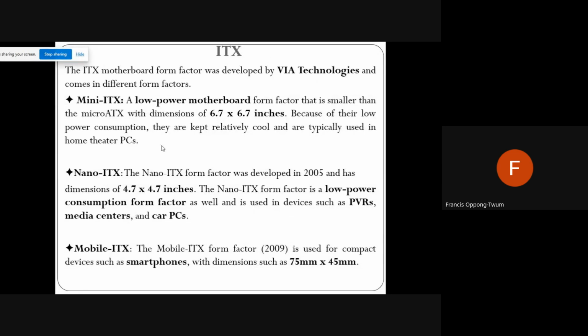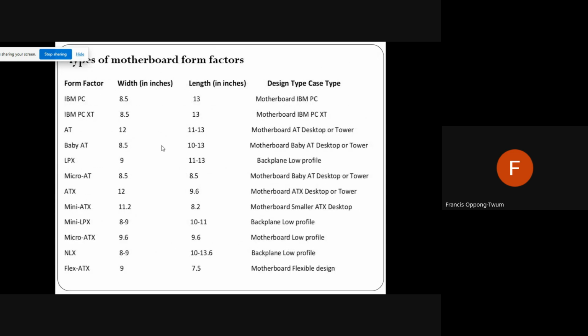Then we also have what we call the ITX. If you take your mobile phone, the board in your mobile phone is also known as the ITX. The ITX motherboard form factor was developed by VIA Technologies and comes in different form factors. Mostly we use it in mobile phones. Mobile ITX came around 2009 and is used in compact devices. These are the types of motherboard form factors and the various types.